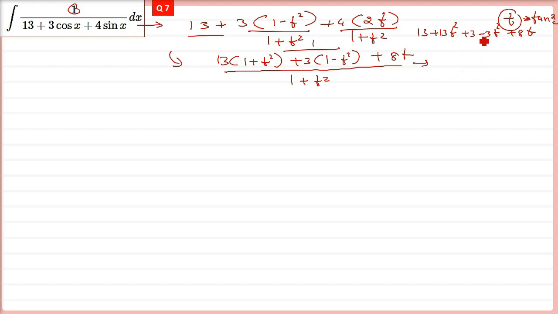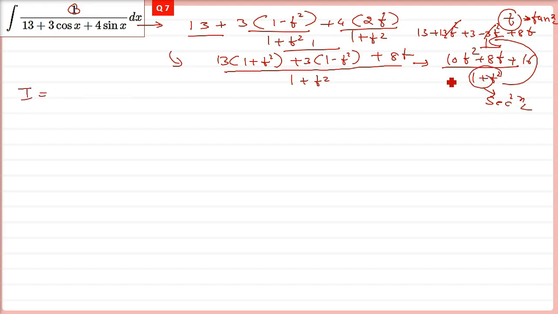So what do we get? 13t square minus 3t square will give you 10t square. 8t is already there, there is no other t term, and 13 plus 3 will give you 16. Now this 1 plus tan square x by 2 which was in the denominator will go up as 1 was already there. So 1 plus tan square x by 2 is sec square x by 2, and this will go in the numerator. So when we are actually integrating it, we'll start with this sec square x by 2 in the numerator.